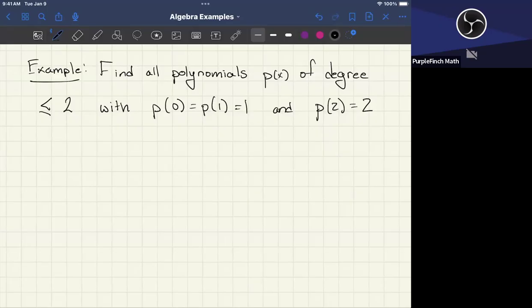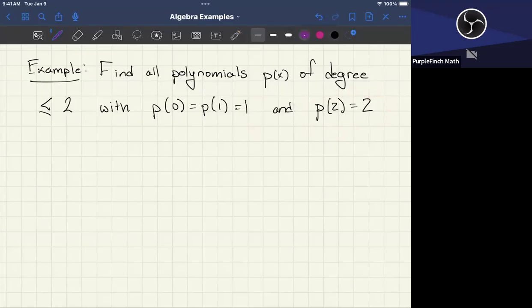Today we're going to look at an example where we're looking for all polynomials of degree less than or equal to 2 that satisfy certain conditions. So when we look at our conditions here, we notice that when we plug in 0 or the number 1, we have to get 1 as an output. And when we plug in 2, we must get 2 as an output. All right, let's get started.